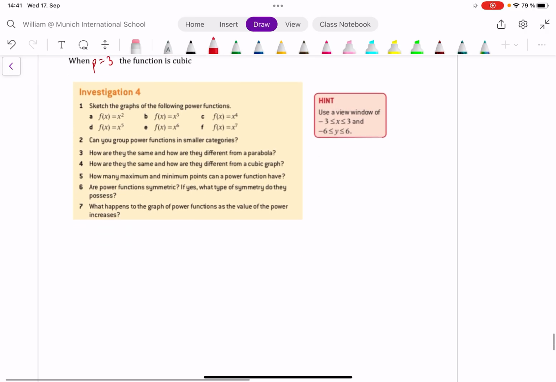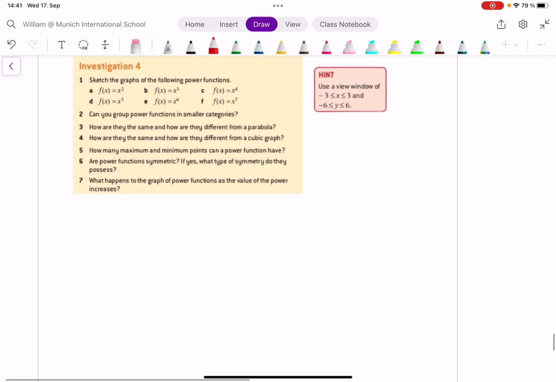So here it says, let's sketch these things in this investigation. It says, let's sketch what happens when you have squared, cubed, to the 4th, to the 5th, to the 6th, to the 7th. And so what you can do is put all of these in your calculator. f1 of x is x squared, f2 of x is x cubed, and so on. And take a look at them. You don't need to sketch them, just look at them in your calculator. And then it says, can you group these? So once you've put those in, maybe pause the video and put them in so you can look at them. But once you've done that, it says, can you group these into smaller categories?